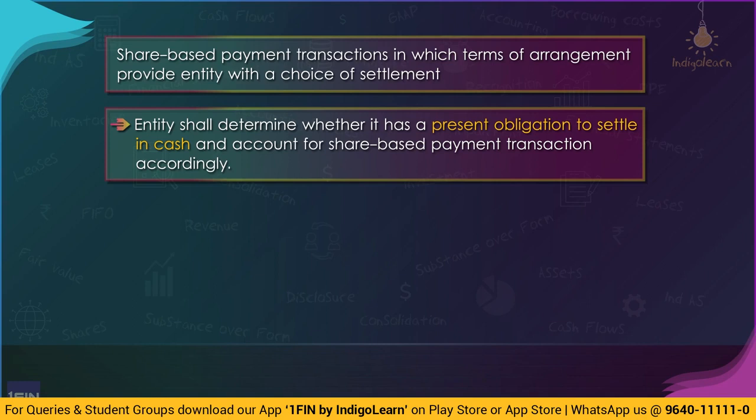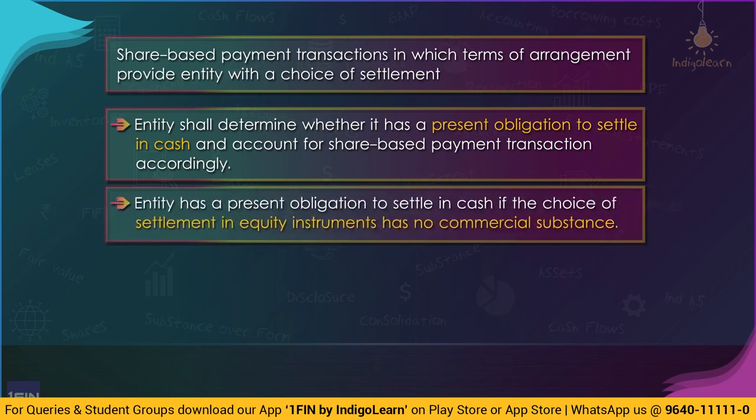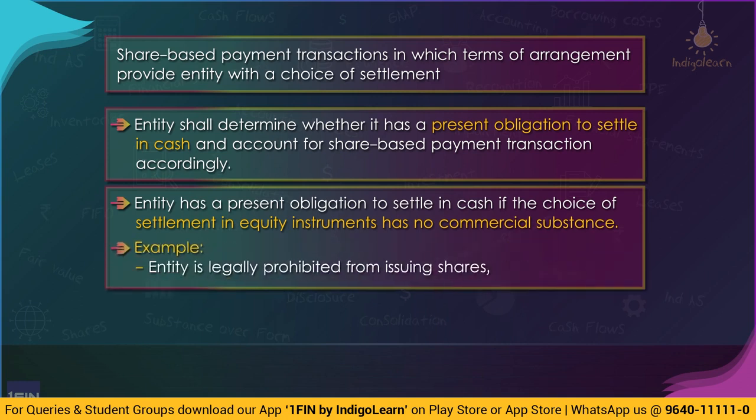That could be a case where the settlement in equity instruments has no commercial substance, meaning the settlement in equity does not have any commercial substance, maybe a case where the entity cannot issue equity instruments, right? In that case, we can determine that the settlement in equity does not have commercial substance, and hence it will be accounted for as a cash settled transaction.